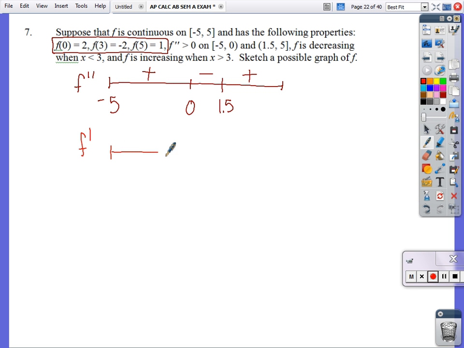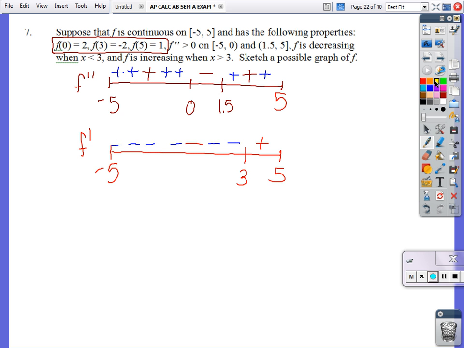We are decreasing when x is less than 3, and increasing when x is greater than 3. Sketch a possible graph. So what would my graph look like? What I'm going to do is break this function up a little bit more. Before I do that, I'm going to take this blue and continue all my signs so that when I break up the function, I'll still see the sign. So in yellow, here's my break for 0, here's my break for 1.5, and here's my break for 3.